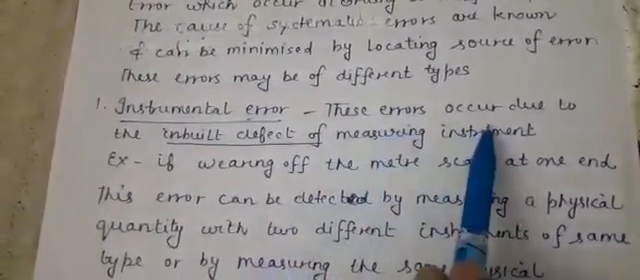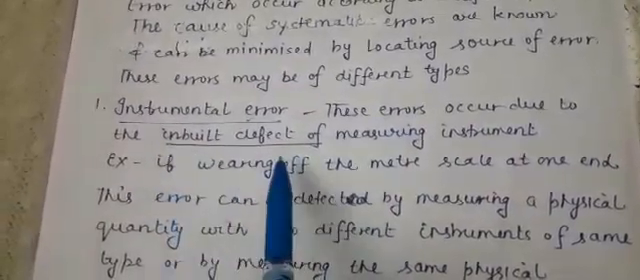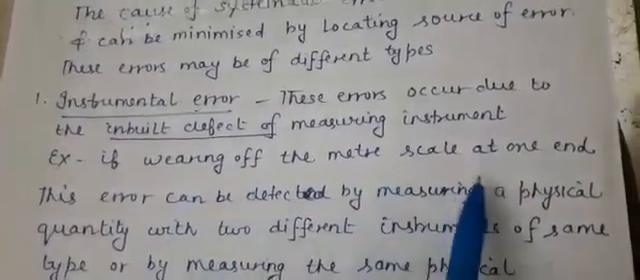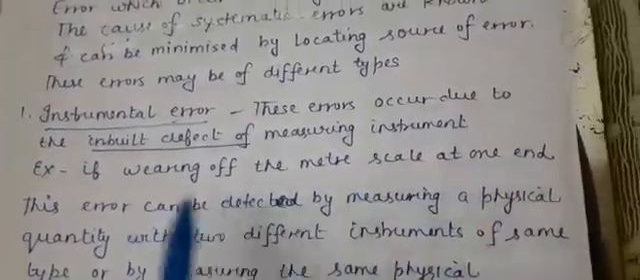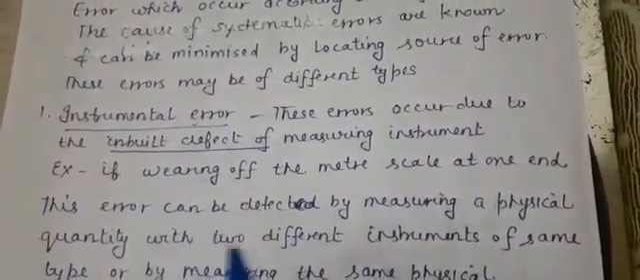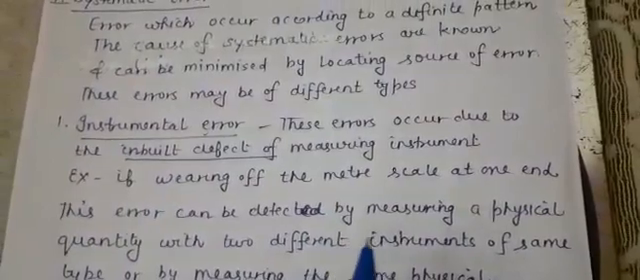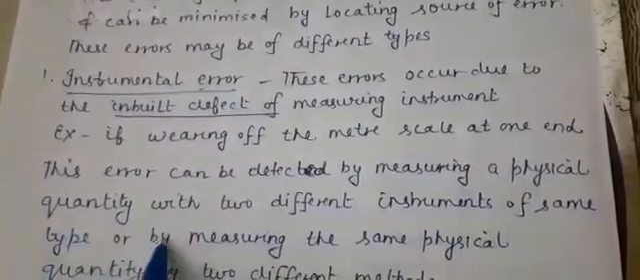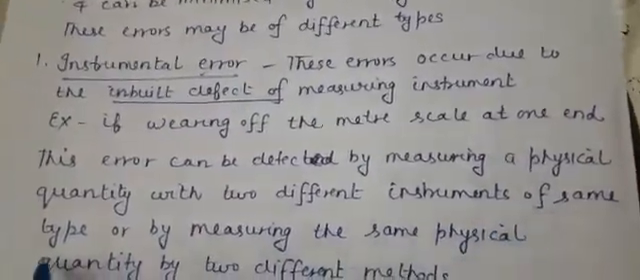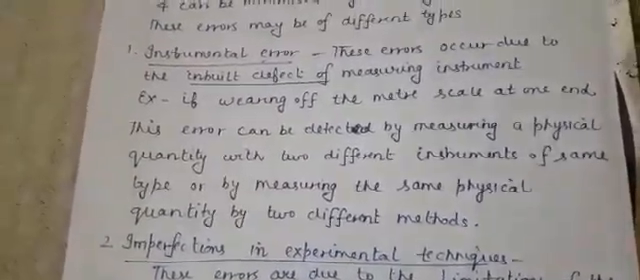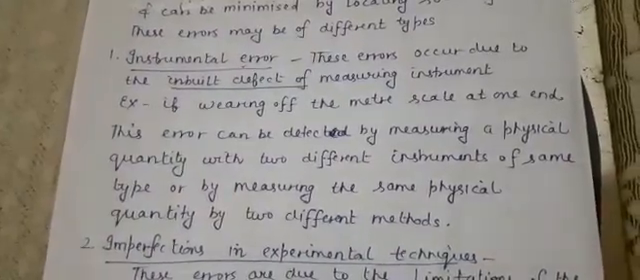These errors occur due to an inbuilt defect of the measuring instrument, like wearing off of the meter scale at one end. That means if it is not proper, then this will be an instrumental error, and the same constant kind of error will be there in all the measurements. So this error can be detected by measuring a physical quantity with two different instruments of the same type, or by measuring the same physical quantity by two different methods. So in instrumental error, there can be some fault in the instrument.